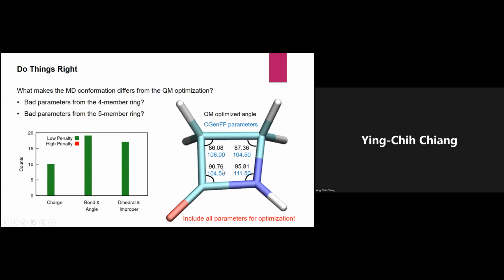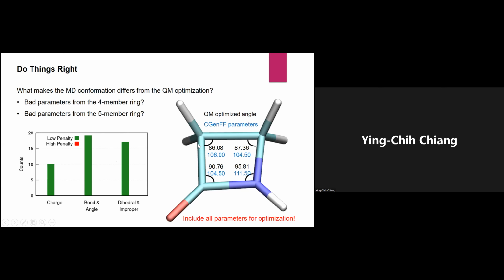If, with this protocol, with this FFTK, we can generate parameters that reproduce the quantum geometry optimization, then we can apply the same protocol to the other β-lactams, right? With this idea in mind, we go back to the monolactam, and these are the parameters obtained from the CGenFF. In fact, the CGenFF database has validation. They directly parameterized this monobactam for you, so that's why you don't see any penalty in these cases.